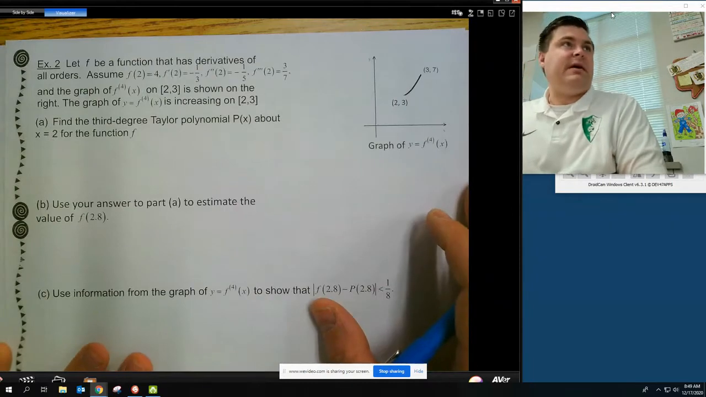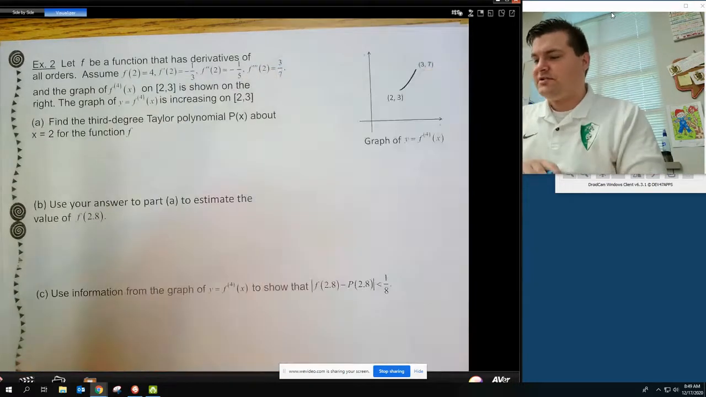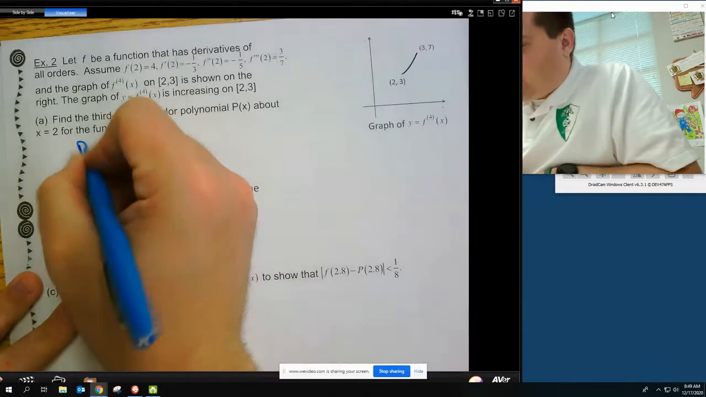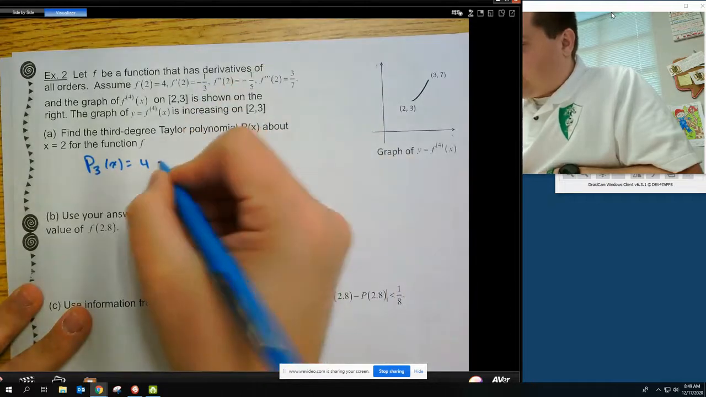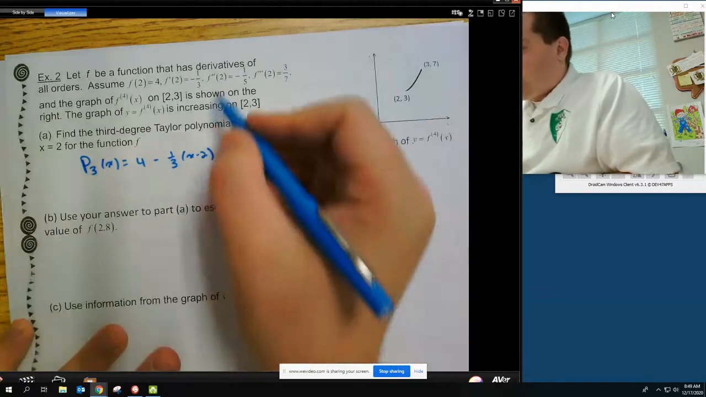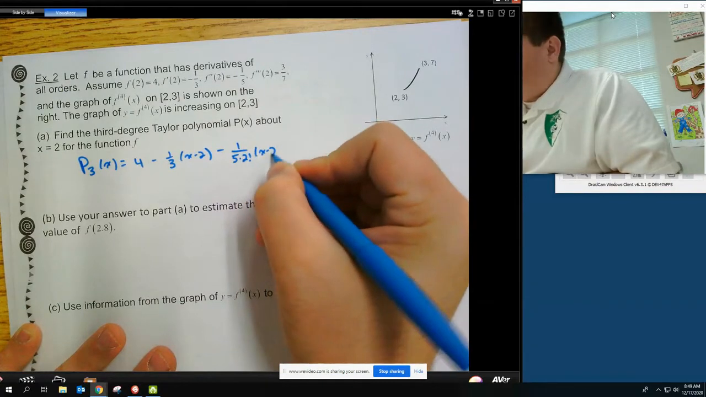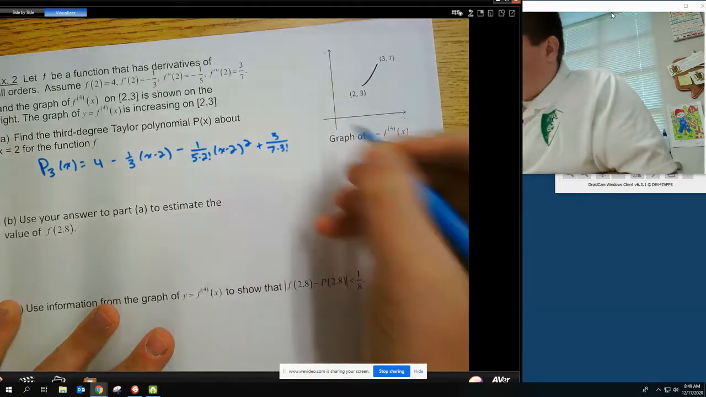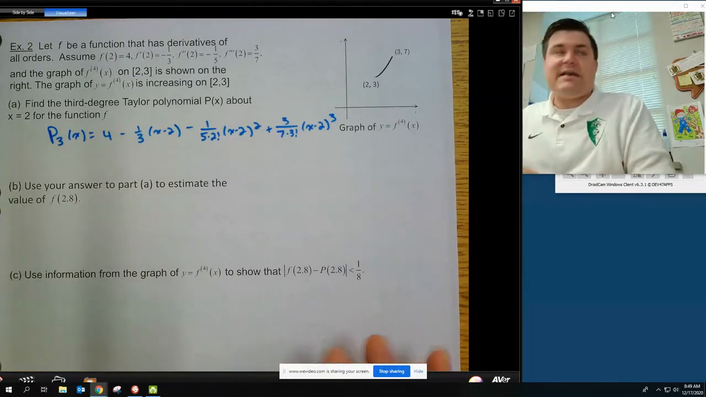All right, so next problem here. Let f be a function that has derivatives of all orders, and it gives us these values. Find a third degree polynomial, totally fine. Since it gives us these values, it's going to be 4 minus 1/3 (x minus 2), because we are centered at 2, minus 1/5 times 2 factorial (x minus 2) squared, plus 3/7 times 3 factorial (x minus 2) cubed. And on the AP, that's 3 points right there.